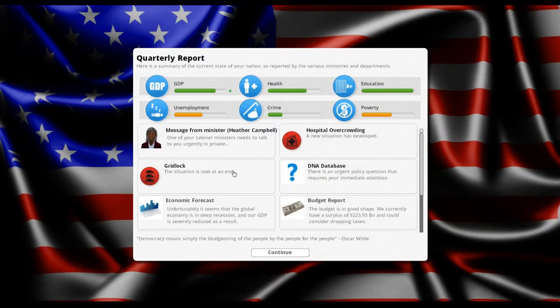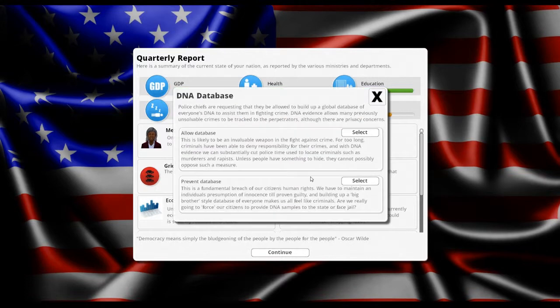Okay, so we no longer have gridlock. Now we have hospital overcrowding. Okay, so now we've got a problem with our minister and the DNA database. Let's see. Police chiefs are requesting that they be allowed to build up a global database of everyone's DNA to assist them in fighting crime. DNA evidence allows many previously unsolvable crimes to be tracked to their perpetrators, although there are privacy concerns.